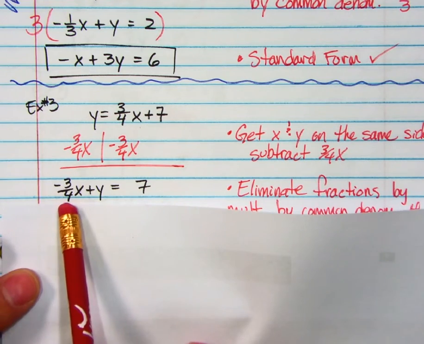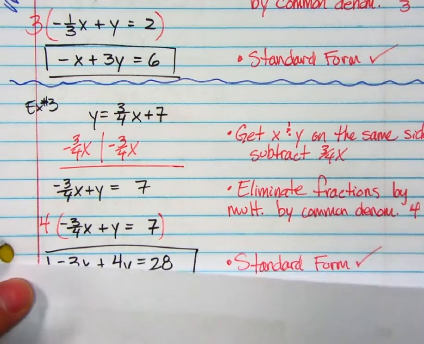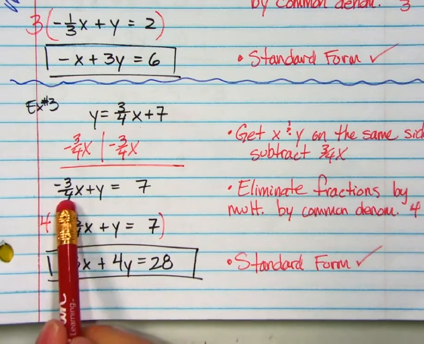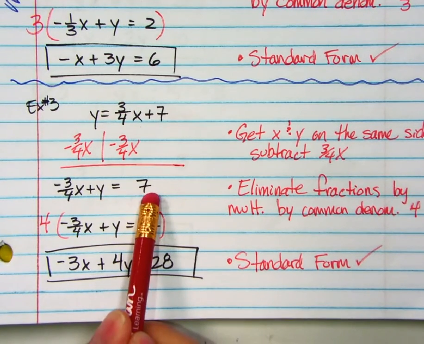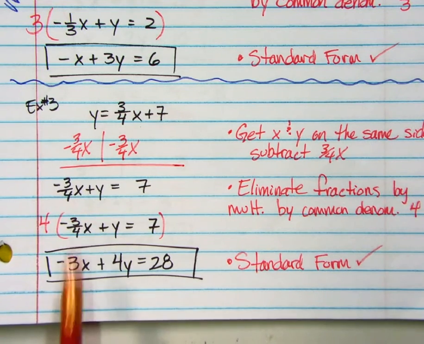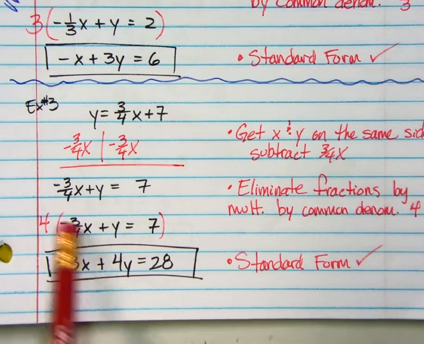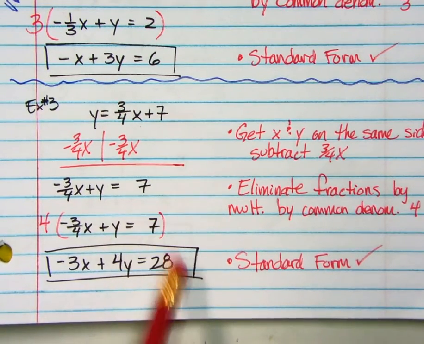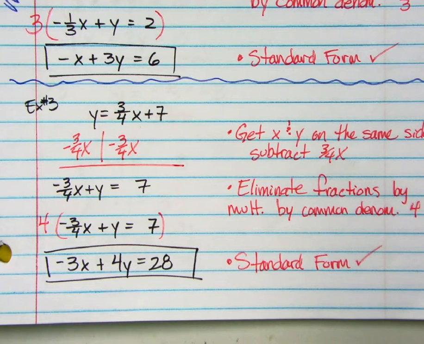So once again, I got to multiply by the common denominator. In this case it's a 4, because this is 4, this is a 1, and this is a 1 underneath. So multiply everything by 4. So 4 times -3 over 4 gives me that -3. 4 times y is 4y. 4 times 7 is 28. That's it. That's standard form.